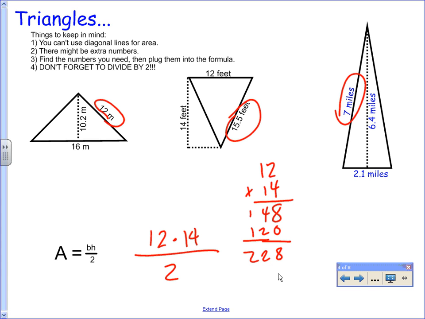So 228 divided by 2 is 114, yes, feet squared. And that's the area of this triangle. The reason you divide by 2 when you do a triangle is because triangles are really just squares cut in half. Any square or rectangle, if you cut it in half, it'll make a triangle. Well, you have to cut it in half diagonally, but still, it'll make a triangle. All right.